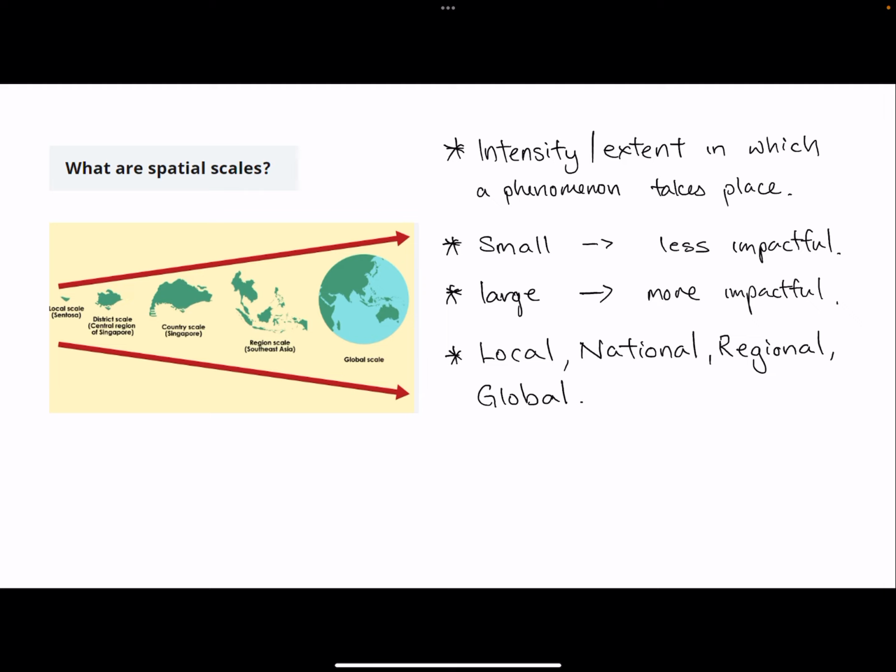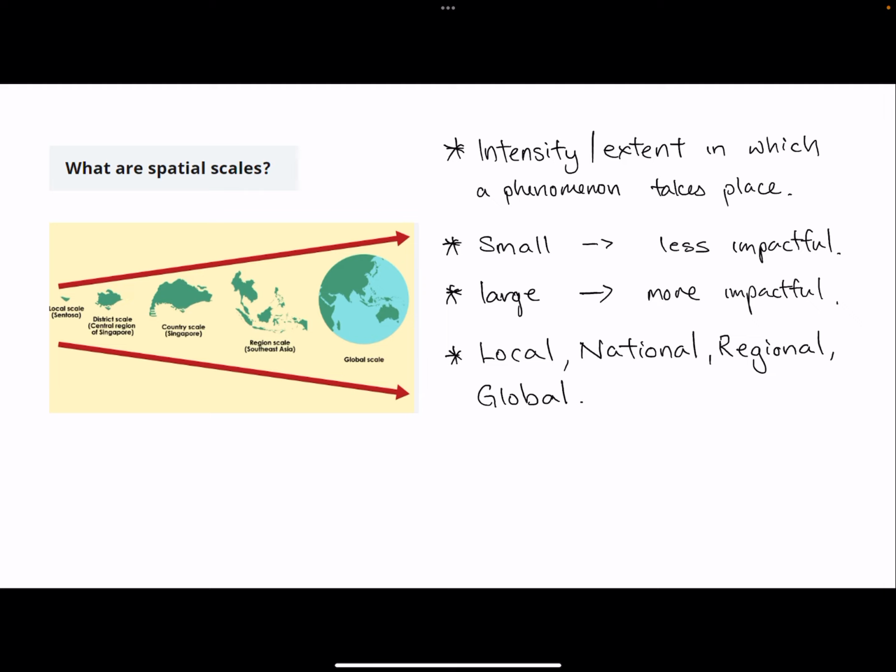Technically, if you look at your textbook or at SLS itself, you will realize that there is a definition given for scale. Basically, it's the intensity or the extent to which a phenomenon or process takes place. So you can have very small scale items or phenomena, and you can have the same phenomena on a larger scale. What it means is, if the scale is small, it's less impactful. If it is large, it is more impactful.